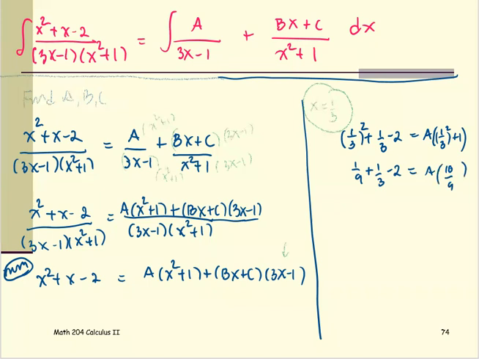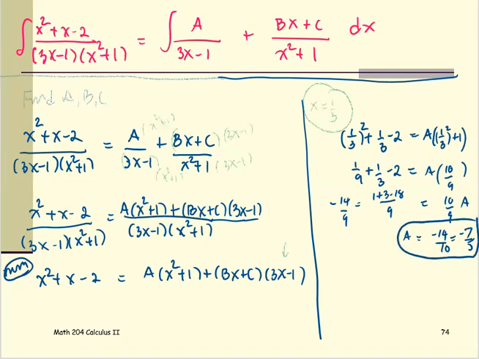And then clean up the left hand side, common denominator 9, 1 plus 3 minus 18. That becomes negative 14 over 10 over 9 equals 10 over 9 times A. So my A is negative 14 over 10 or negative 7 over 5. That's one number. Okay. And then I pick another convenient number.